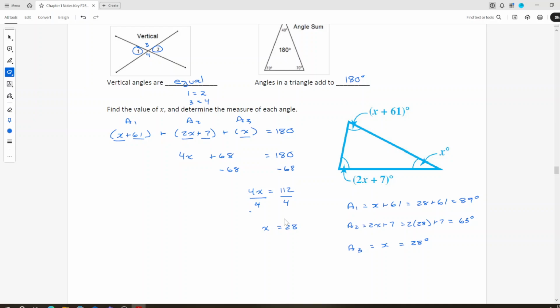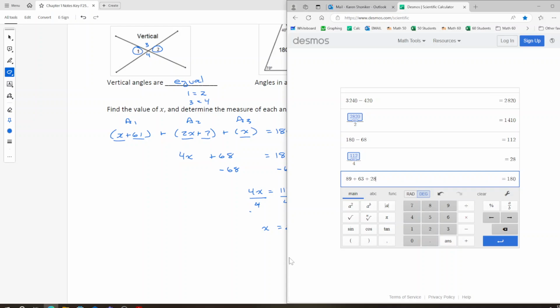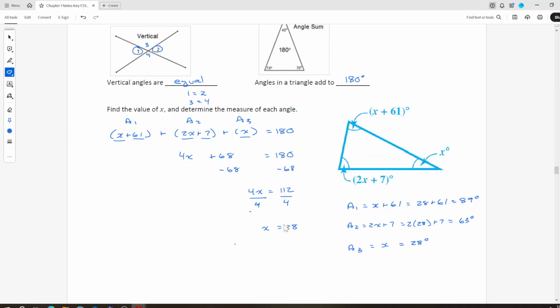And then one way of checking that this question is correct is I could actually plug these into my calculator. So 89 plus 63 plus 28, and make sure that it adds to 180 degrees. And since it did, I'm good. So that's my therefore right there.